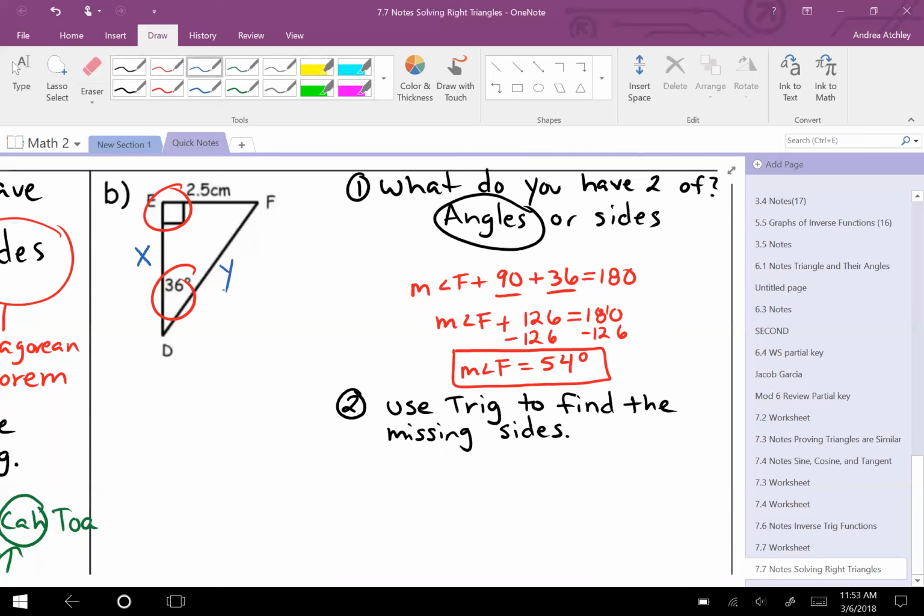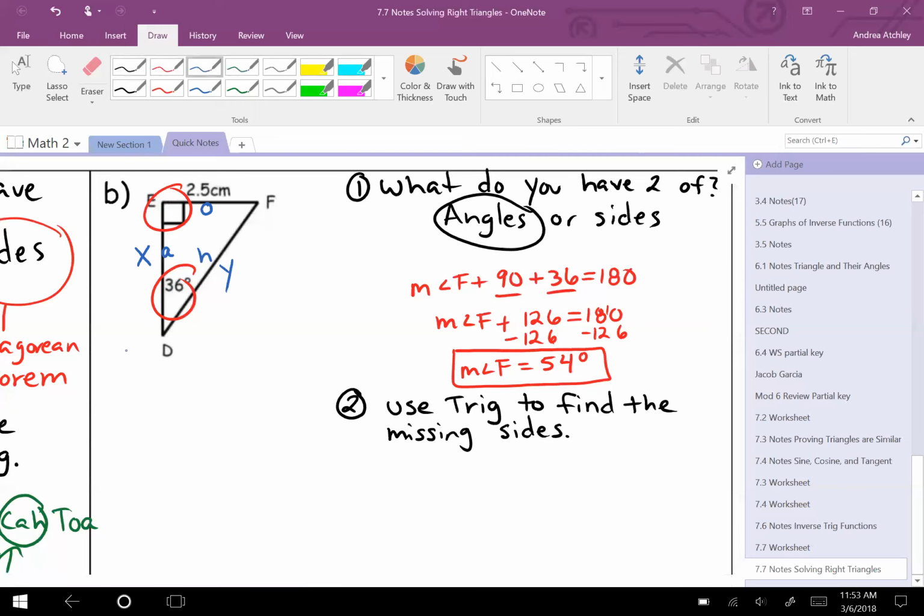Then we need to label the opposite, adjacent, and hypotenuse in regards to the angle that they gave me, which was 36. So again, I would put my thumb on that angle. That would tell me that this is my adjacent side and this one is my opposite side. And FD is the hypotenuse because it's opposite the right angle and the longest side. Any questions over that?